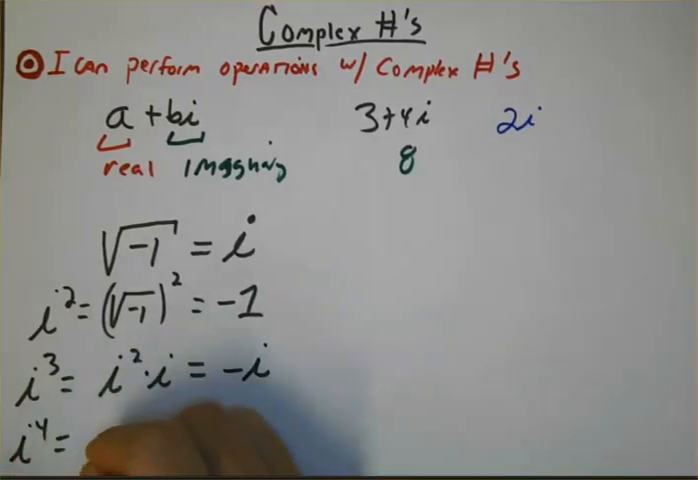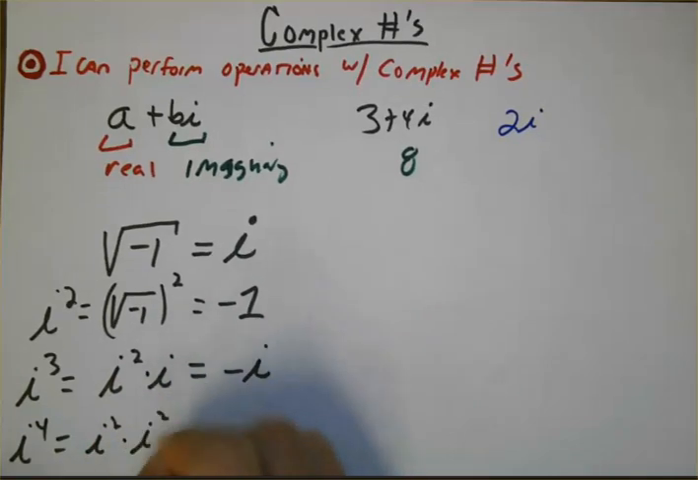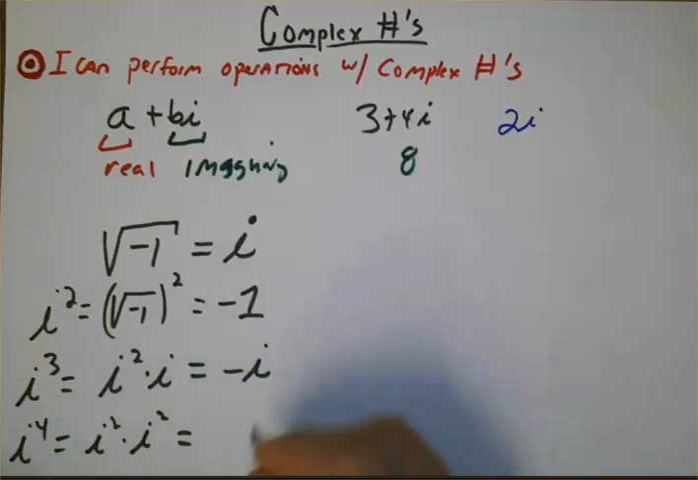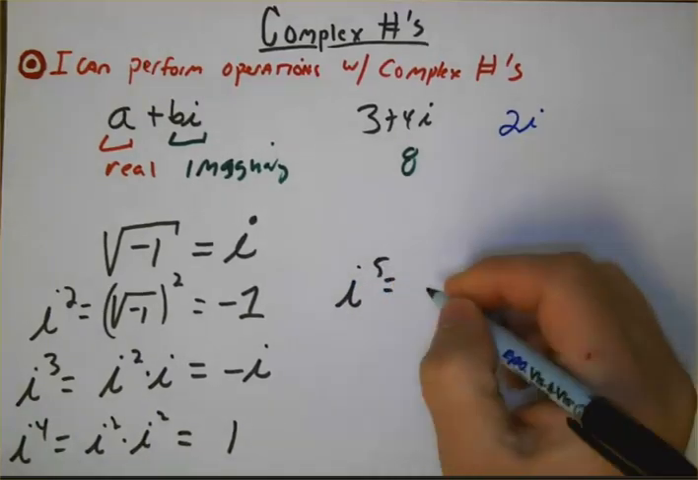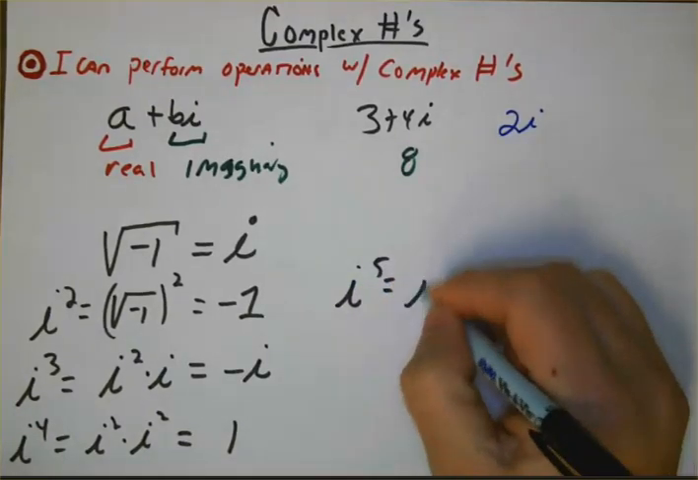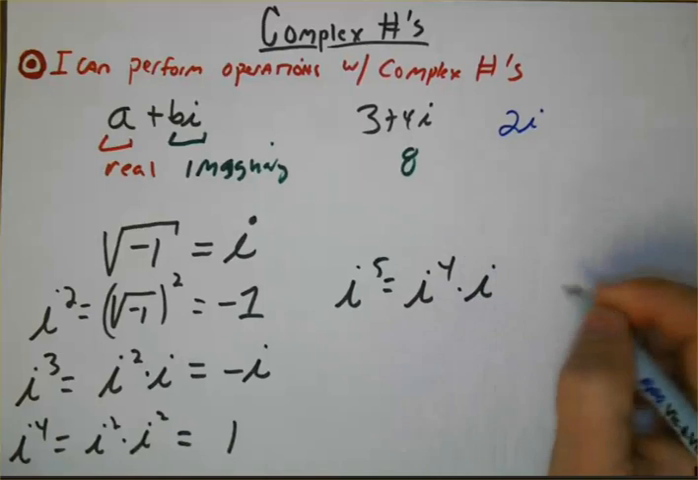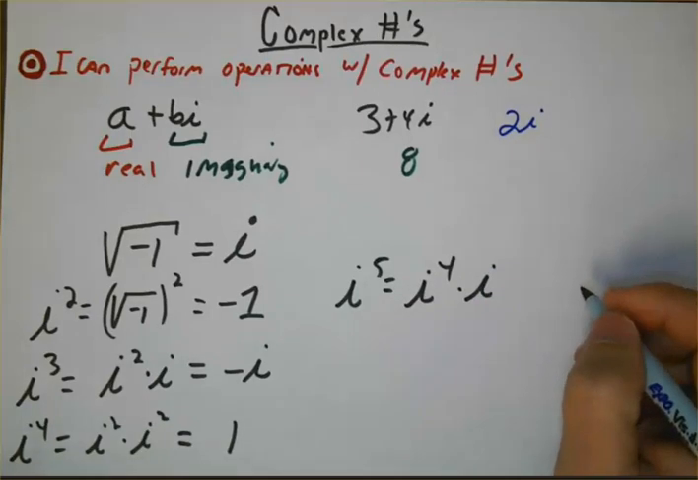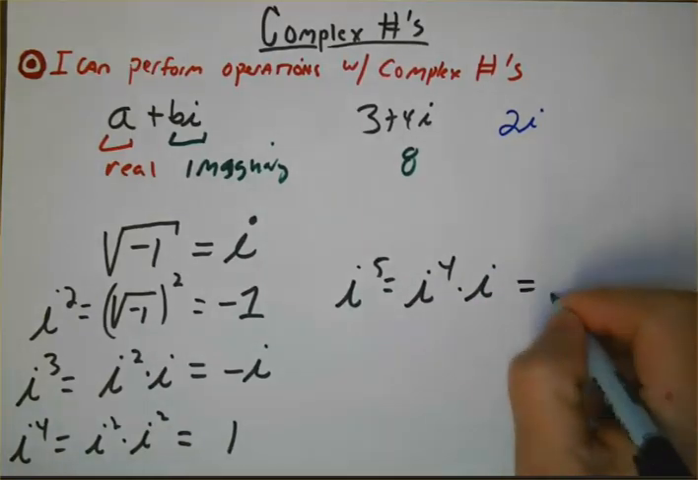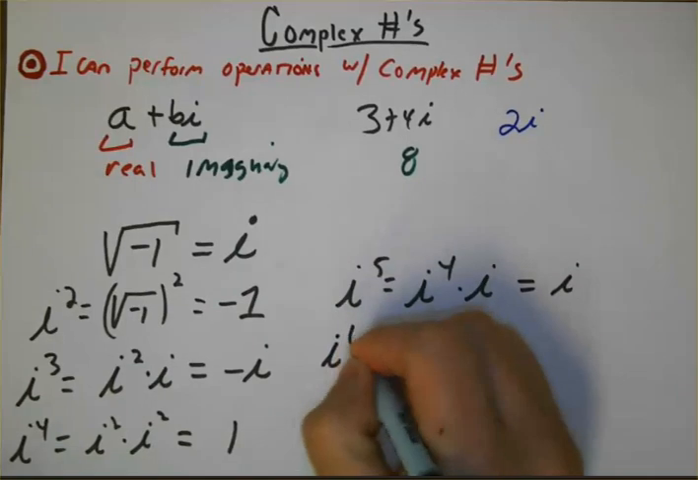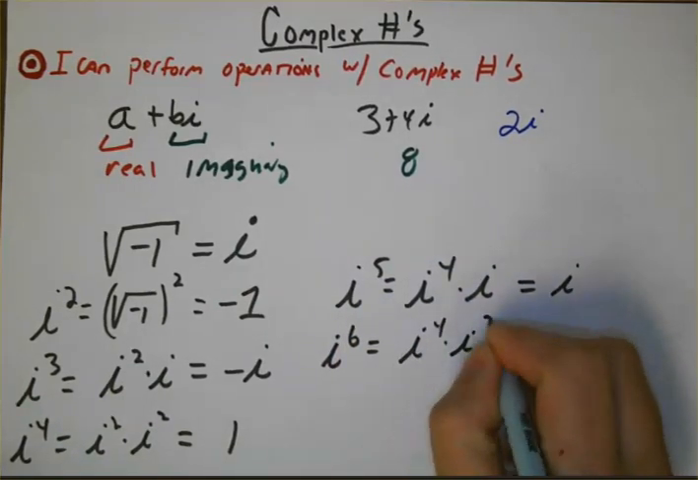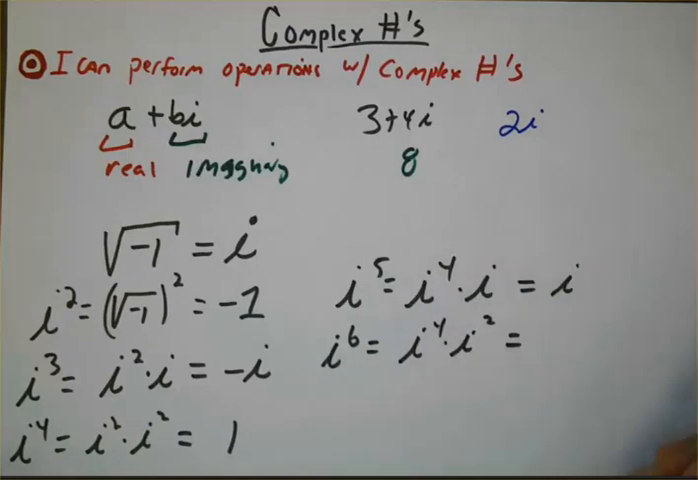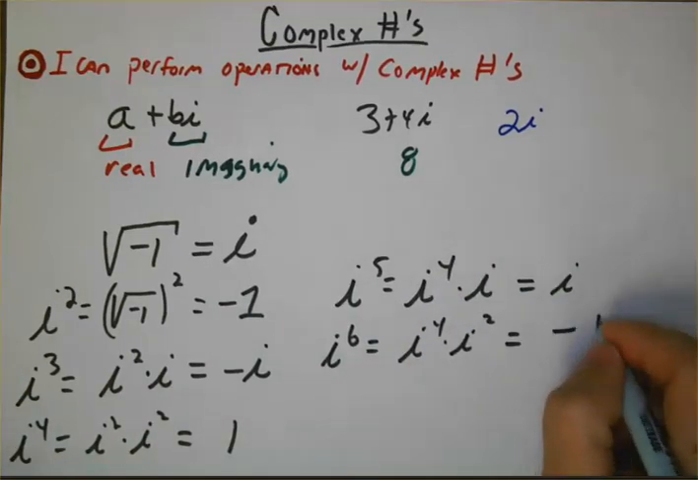And then what's i to the fourth? Well, i to the fourth is i squared times i squared. So what's -1 times -1? That's right, that's 1. If you take i to the fifth, that would be the same as i to the fourth times i. Well, i to the fourth is 1, so this is just going to be i. And then i to the sixth is i to the fourth times i squared, which is 1 times -1, so this is -1.